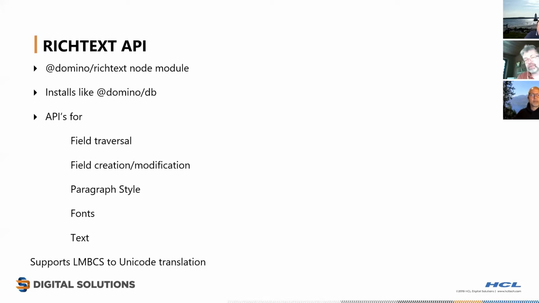And that's why it's tech preview. So the rich text API comes in an archive file, and you install it like you do with the Domino DB API.